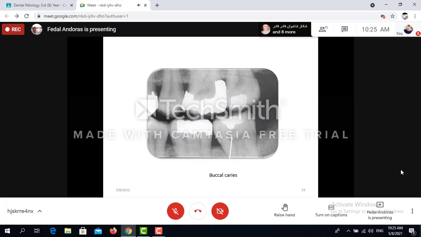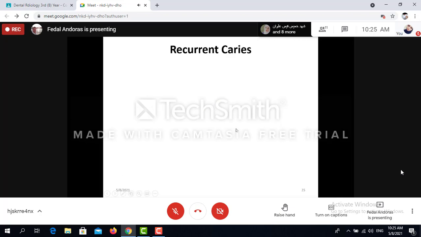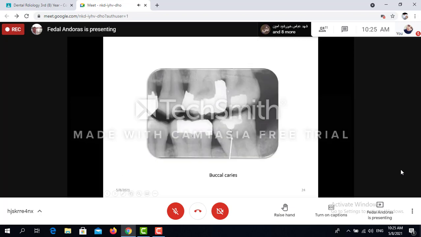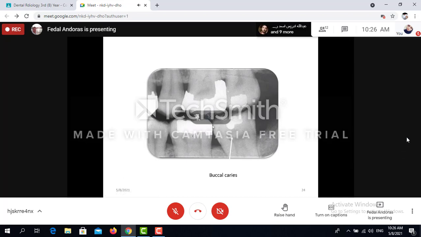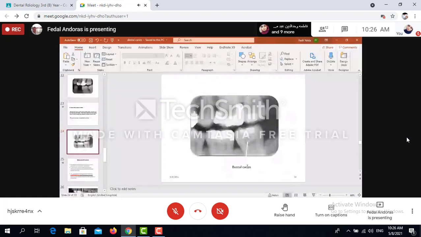Using mirror and probe, you will detect buccal and lingual surface caries. But when enlarged, or sometimes, here we have a buccal caries, look, it's a radiolucent area superior to the pulp chamber, so it appears here clearly. But sometimes you may not get a nice radiograph, or the caries may have a larger size. It might be overlapped on the radiolucency of the pulp, so it will not appear radiographically. Just so let me see.